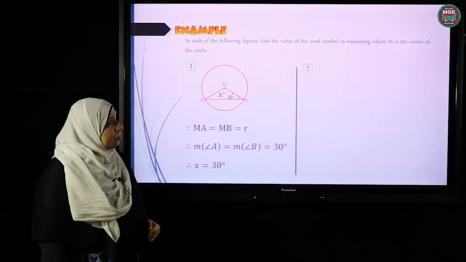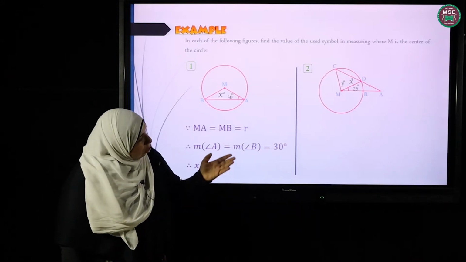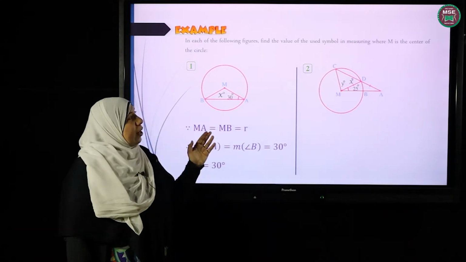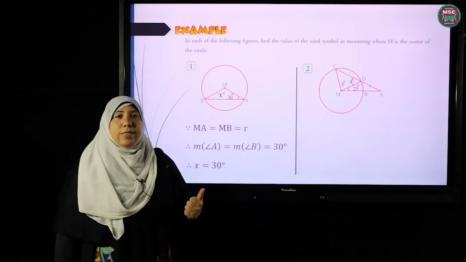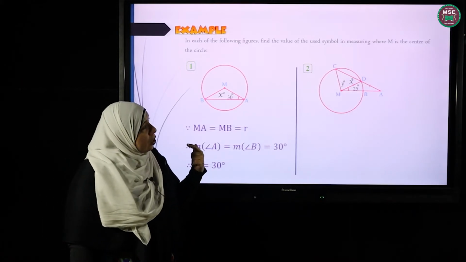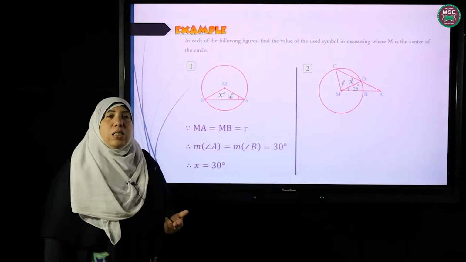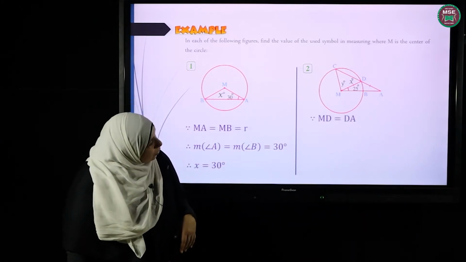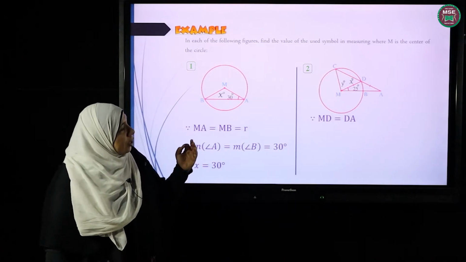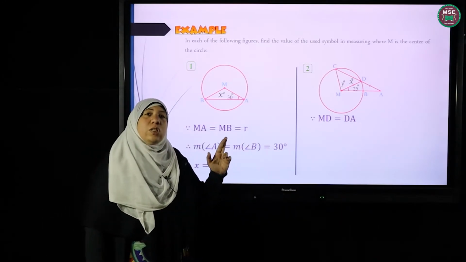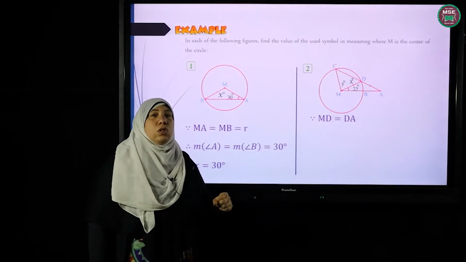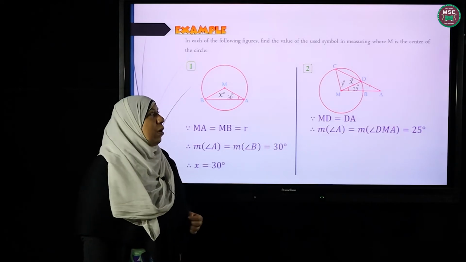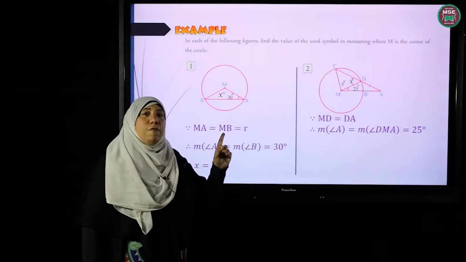Another example. Here, I want to find the value of x and y. CM is a radius, DM is a radius, BM is a radius, and DM equals DA. First, since DM equals DA, the triangle DMA is an isosceles triangle. So angle A equals angle DMA, which equals 25 degrees. So now I can find the value of x.